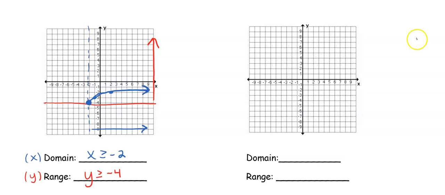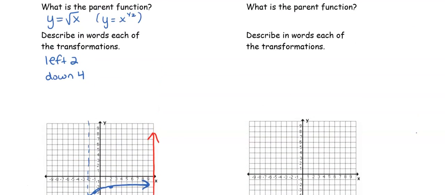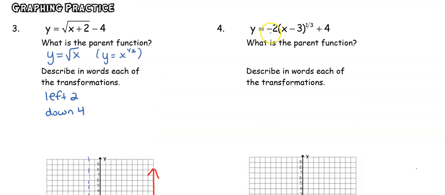All right, let's move on to our next one. We have y equals -2 times (x minus 3) to the 1/3 plus 4. What is the parent function? Remember, we strip everything away. We take away that -3, the -2, the plus 4. Our parent function is y equals x to the 1/3 power. Again, this is the same thing as the cube root of x.